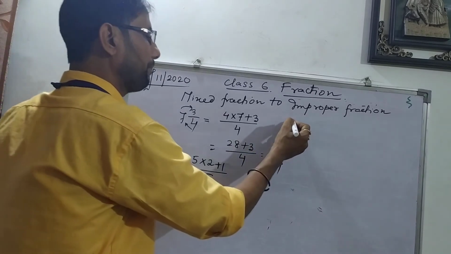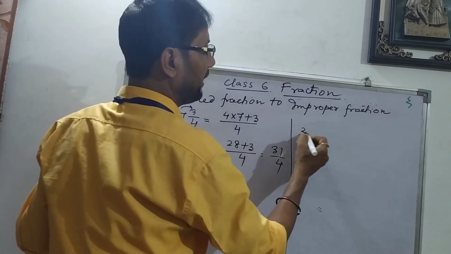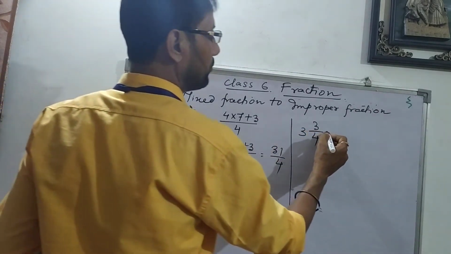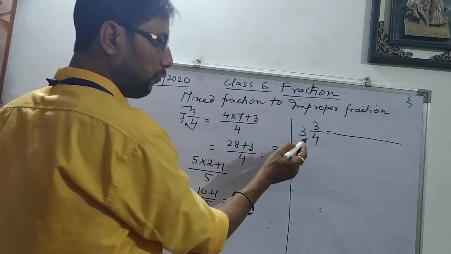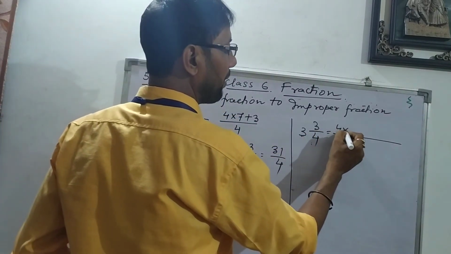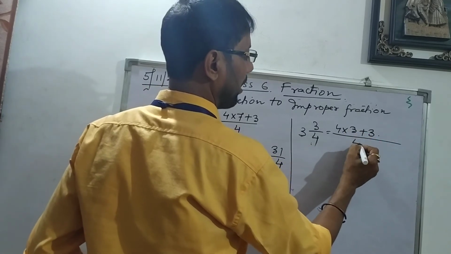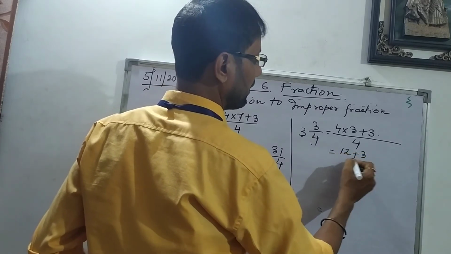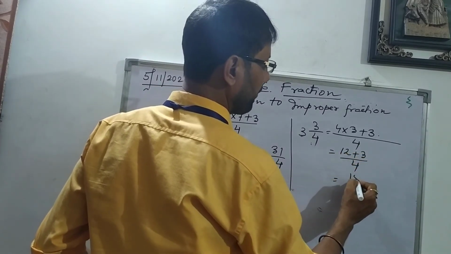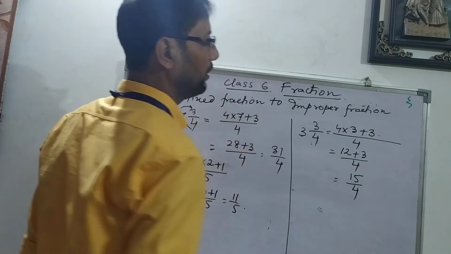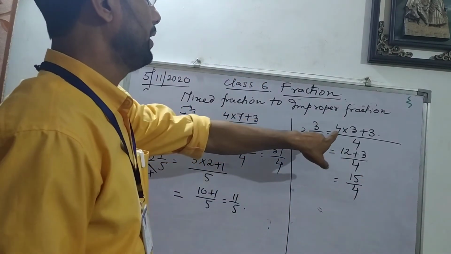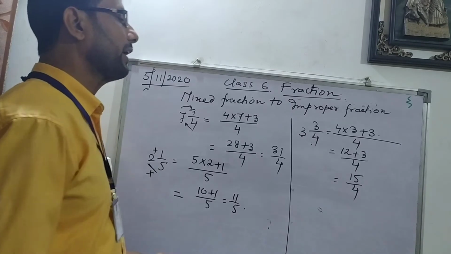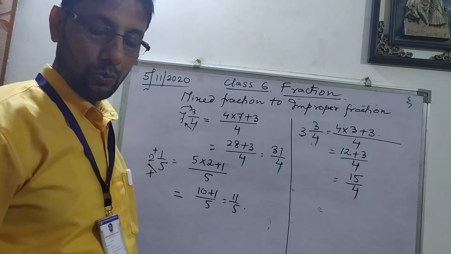So now another example. Again, suppose 3 3 by 4. How to convert this? So it is equal to, what will I write? Now what will I multiply? 4 and 3 I will multiply. 4 multiplied by 3 plus 3 by 4. So it is equal to 4 3s are 12 plus 3 by 4. So it is equal to 15 by 4. 4 into 3, 12 plus 3, 15 by 4. In this way we convert a mixed fraction into an improper fraction.